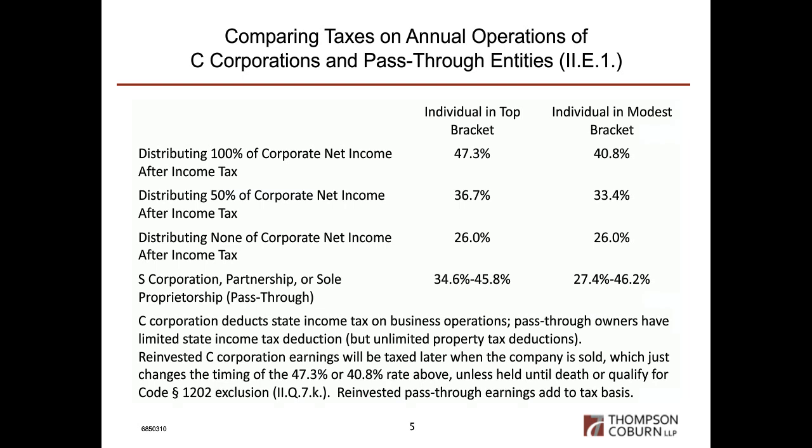Now, in separate resources, I describe the strategic issues involved in these decisions to distribute all, half, or none, how that compares to pass-through entities, and whether you can actually distribute half, all, or none. With that 47.3% pay me now or pay me later, I'll also describe how true that really is and other strategic considerations. Now we're going to go on to slide 6.